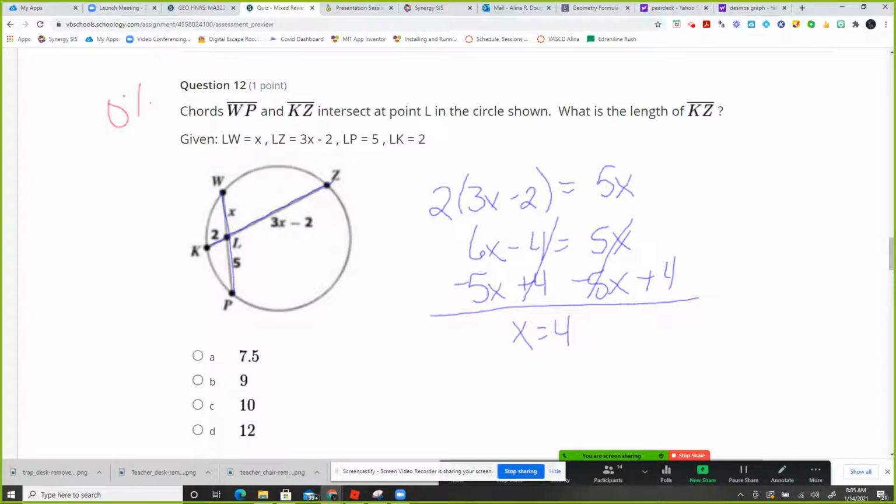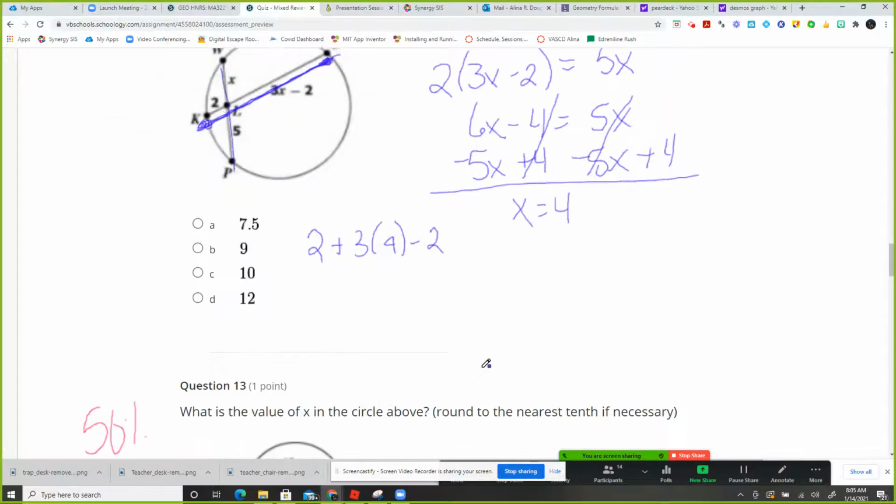The problem was we were looking for KZ. So KZ is this whole distance across, right? We can't forget about that little 2. So I need 2 plus 3 times 4 minus 2. And what was our answer there, everybody? 12. Perfect.